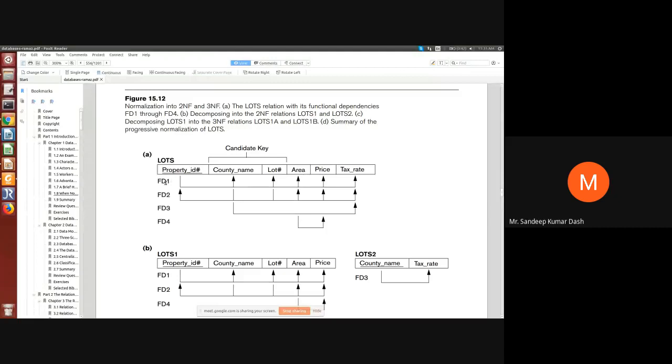So how many dependencies are there? FD1, FD2, FD3, FD4. 4 dependencies. Now you have to check which functional dependencies are full functional and which are partial functional. Tell me what will be FD1's case, whether that is full functional or partial functional. FD1. Anyone? FD1 will be a full functional dependency or partial functional dependency.